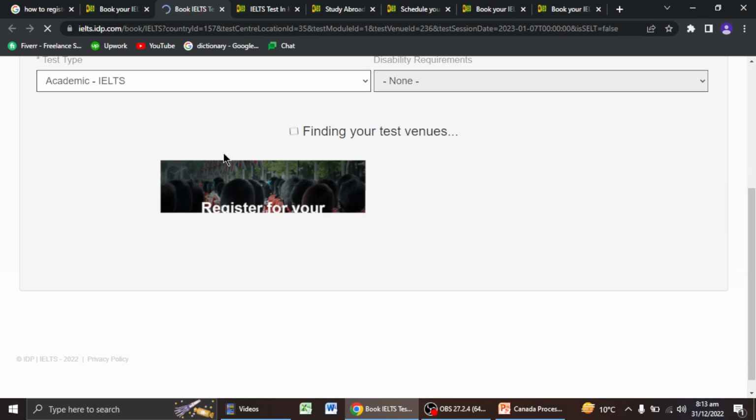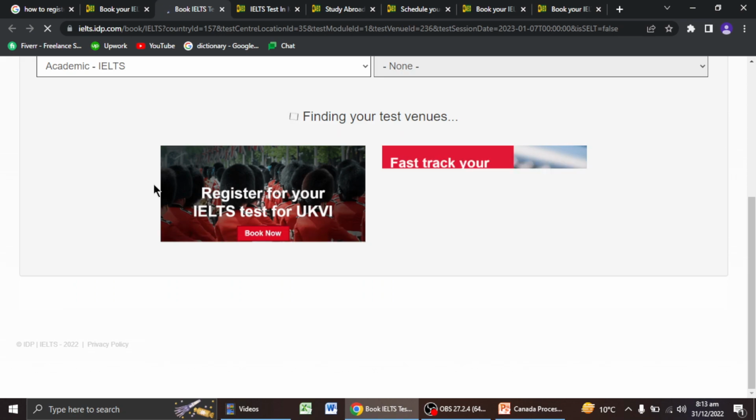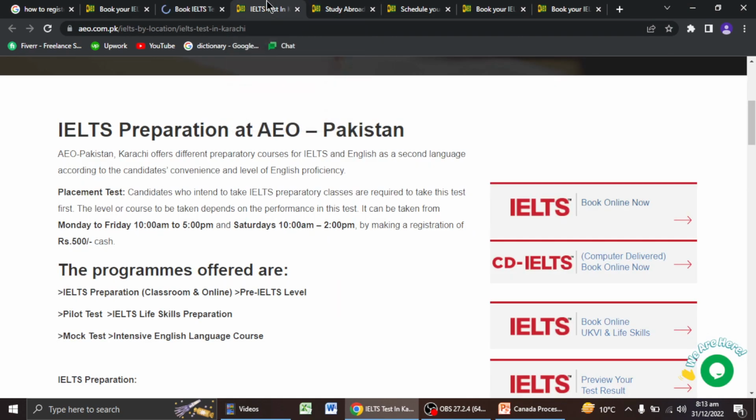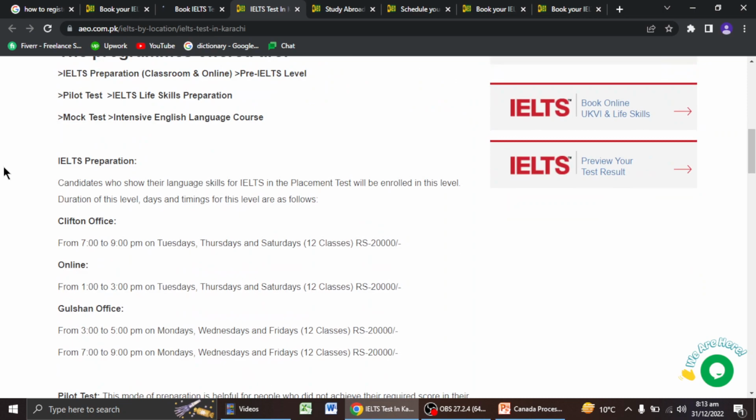They're finding test venues. I think this is where they will show me that the computer-based one is available or the paper-based one is available. Here, anyways, let it load. First, I will also cover a few of the additional questions that you might have about the IELTS exam.